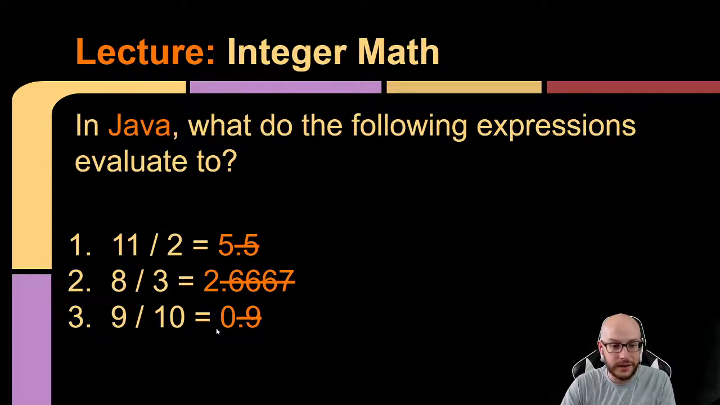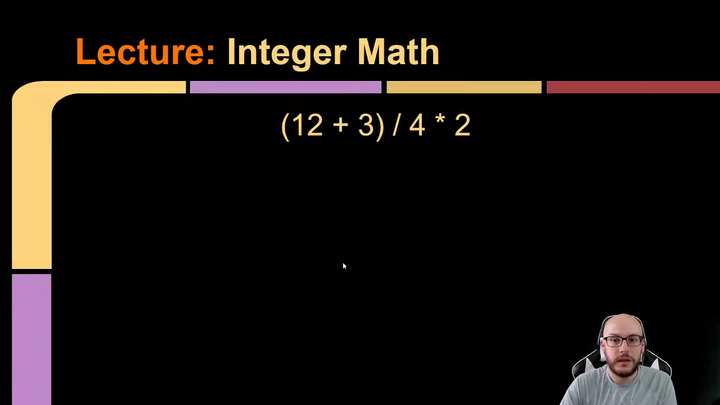Right? This 9 divided by 10, 0.9, is going to get truncated to 0. We just get rid of the fractional part. This is not rounding, this is truncation. So with that in mind, we have expressions like these. Right? Keep in mind order of operations along with this.